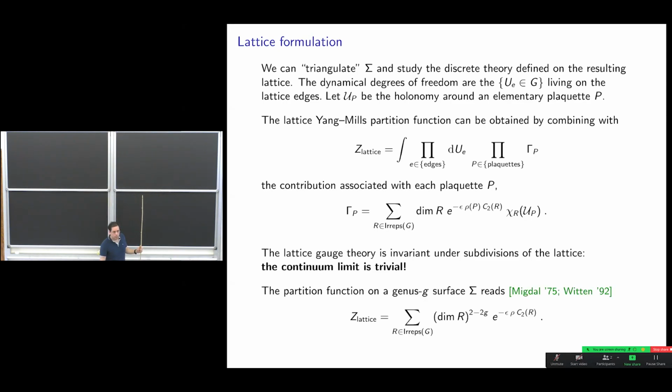This, what, sorry, what? Rho is simply the area of the plaquette. Yeah.